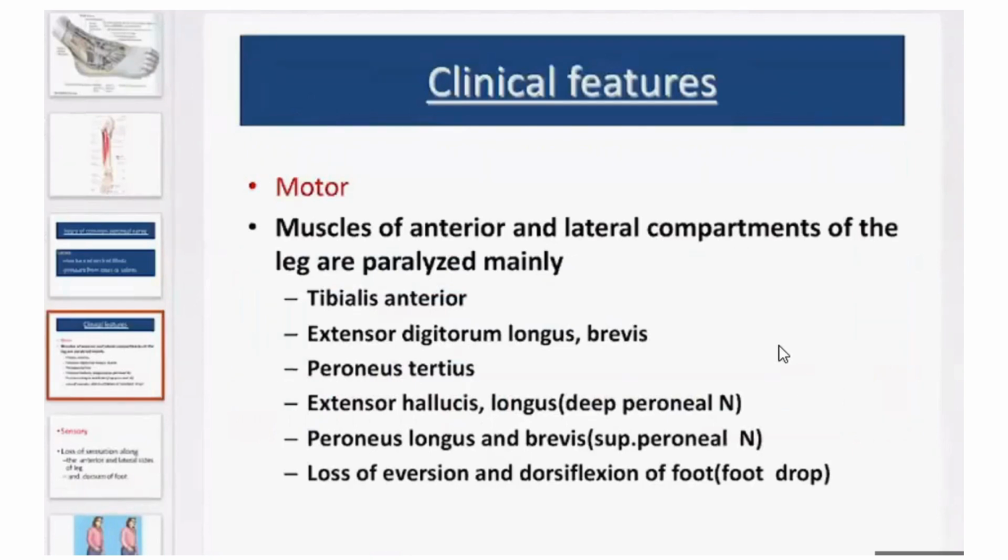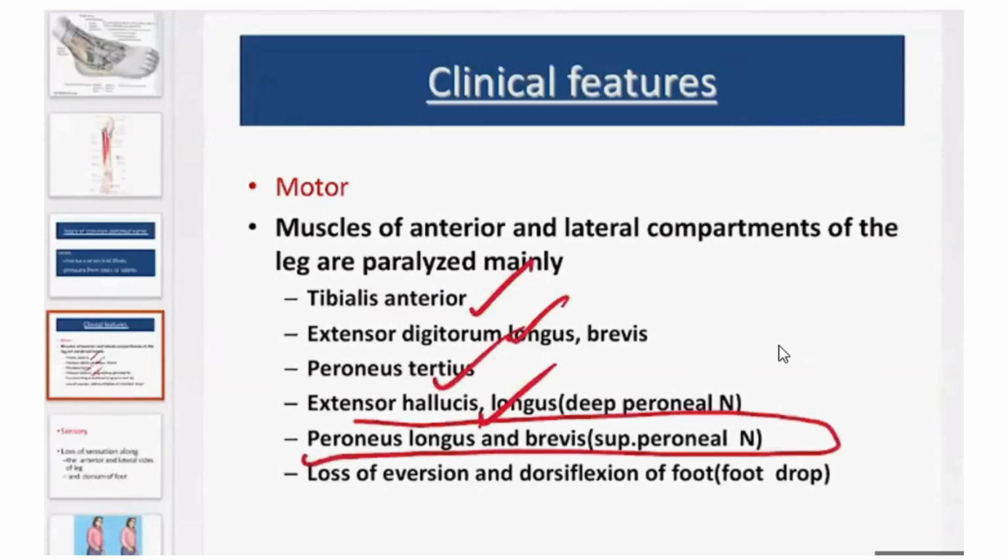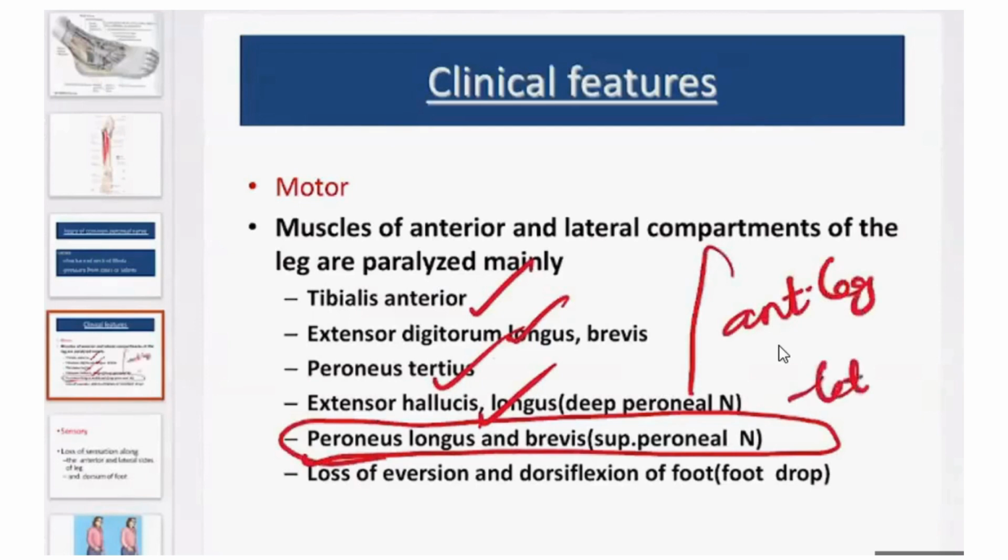Mainly these muscles are involved if the common peroneal nerve is involved. The common peroneal nerve supplies both the anterior compartment and the lateral compartment. So these are all anterior compartment muscles which are paralyzed. This is the lateral compartment muscle. These are all anterior compartment of the leg. This is the lateral compartment.